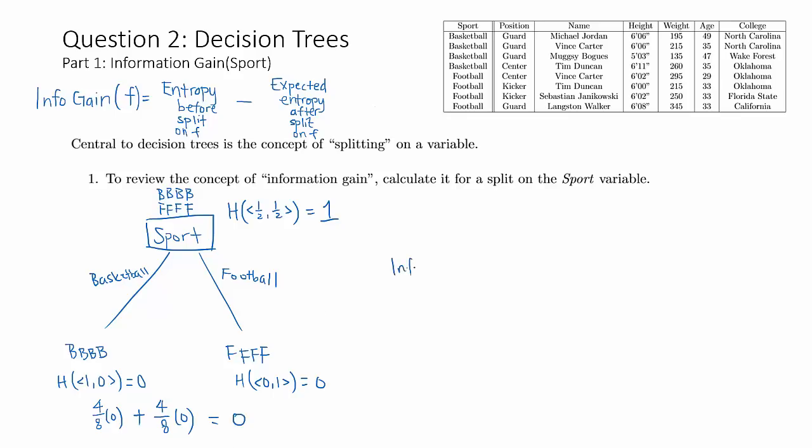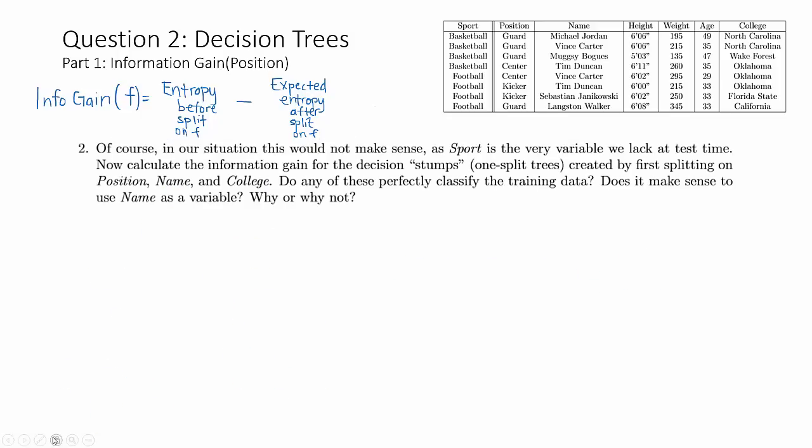The information gain for the sport variable then is equal to the entropy before the split, that's 1, minus the expected entropy after the split, that's 0, which is equal to 1. So it doesn't really make sense to split on the class label since that's what we're trying to predict at test time, and so test examples would not have these labels associated with them. So we're going to split on other features.